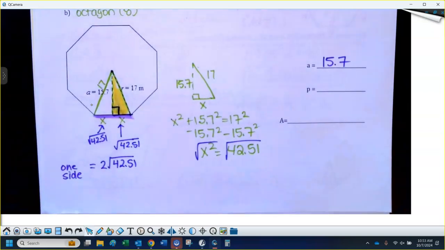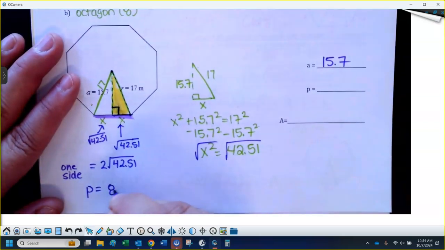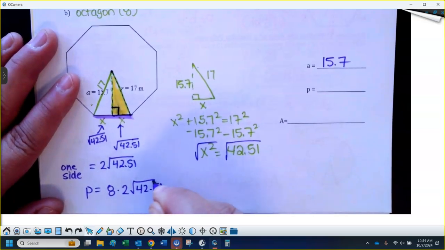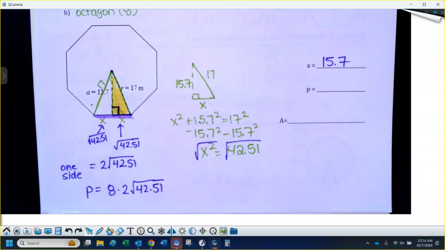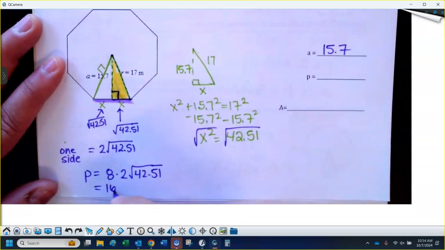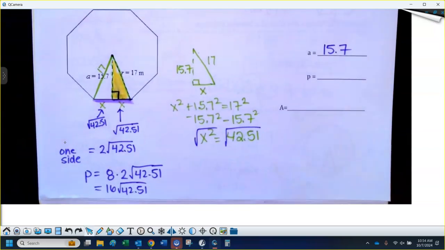Alright, I'm going to try to find my perimeter here. How many sides does an octagon have? 8. Okay, so your perimeter would be 8 times that 2 root 42.51. Just trying to keep an exact answer so we don't round multiple times here. All you got to do there, 8 times 2 is 16 radical 42.51. That would be the perimeter.